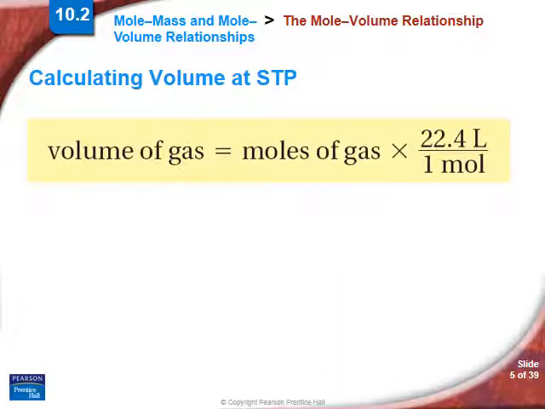If you want the volume of a gas and you want to convert it, you're going to use the 22.4 liters for every mole. If you have 1 mole of a gas at standard temperature and pressure, it's going to occupy a space of 22.4 liters.